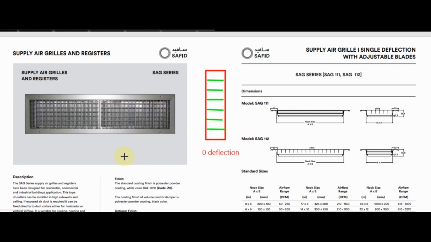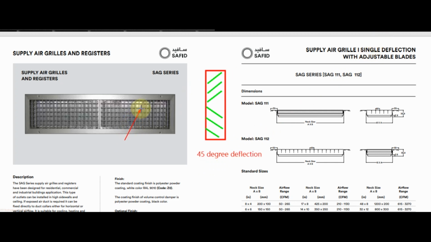What is deflection? You can see in this picture there are horizontal blades, 1, 2, 3, 4, 5, 6 like this. If they are straight like this in this section, then we call it zero deflection. The supply air grill or resistor with zero deflection has the maximum throw. If these horizontal blades are bent like this at 22.5 degrees, then we call this grill a grill with a deflection of 22.5 degrees, and its throw is less than the grill with 0 degree deflection.